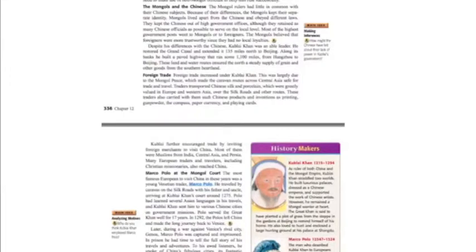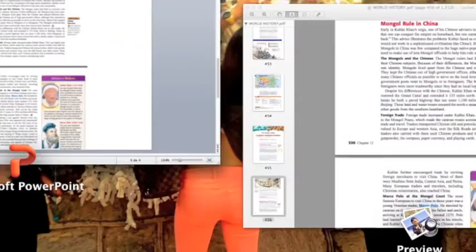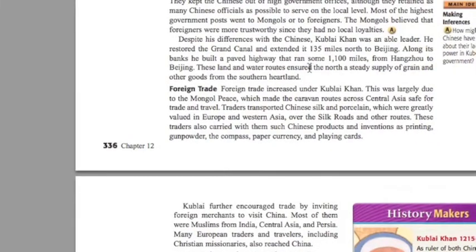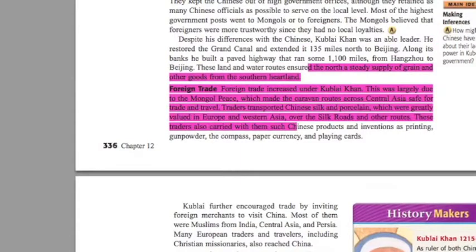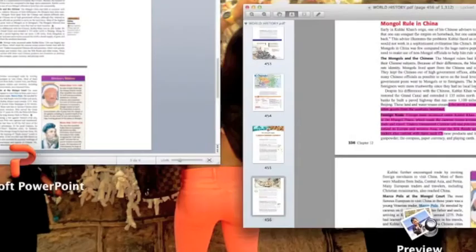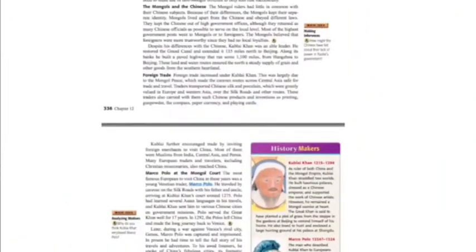We will now apply the technique to a piece of writing called Mongol Rule in China, pages 336 and 337 in the textbook. After reading the paragraph and understanding it, I have gathered the information needed and colored for you to notice it.